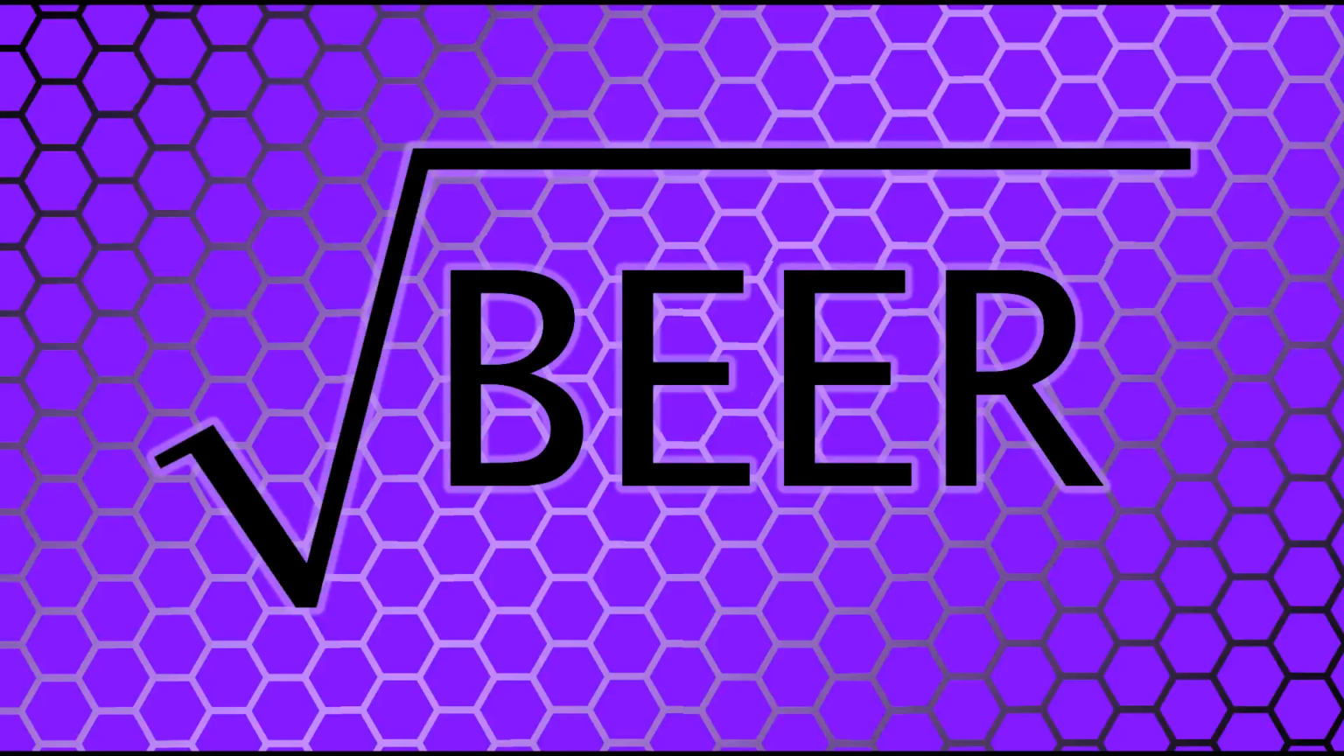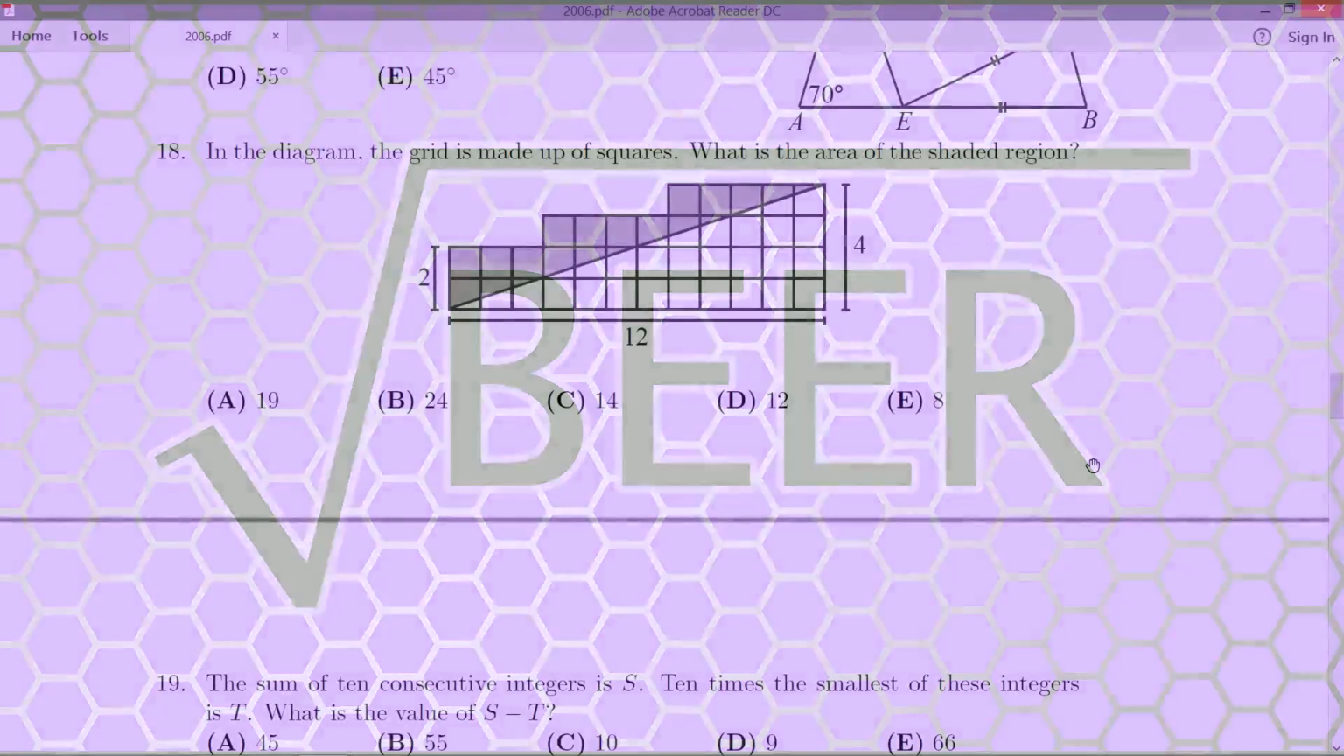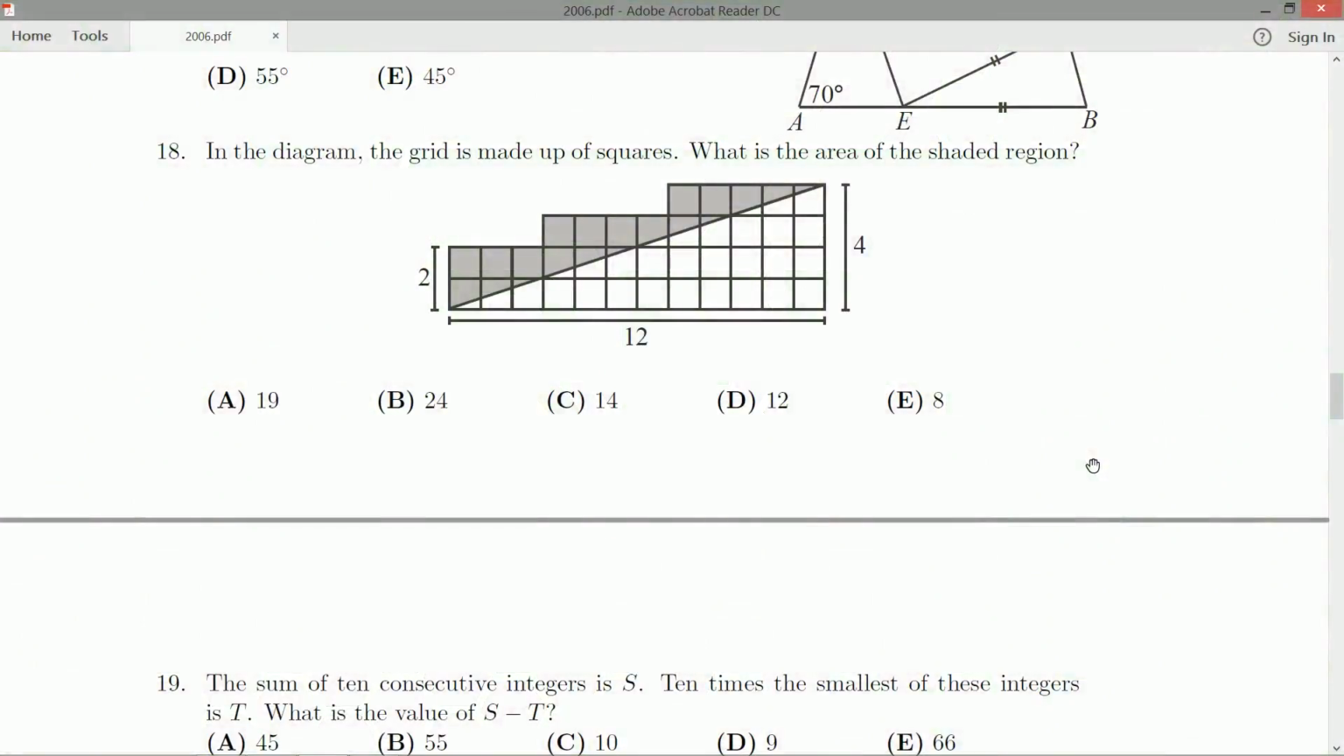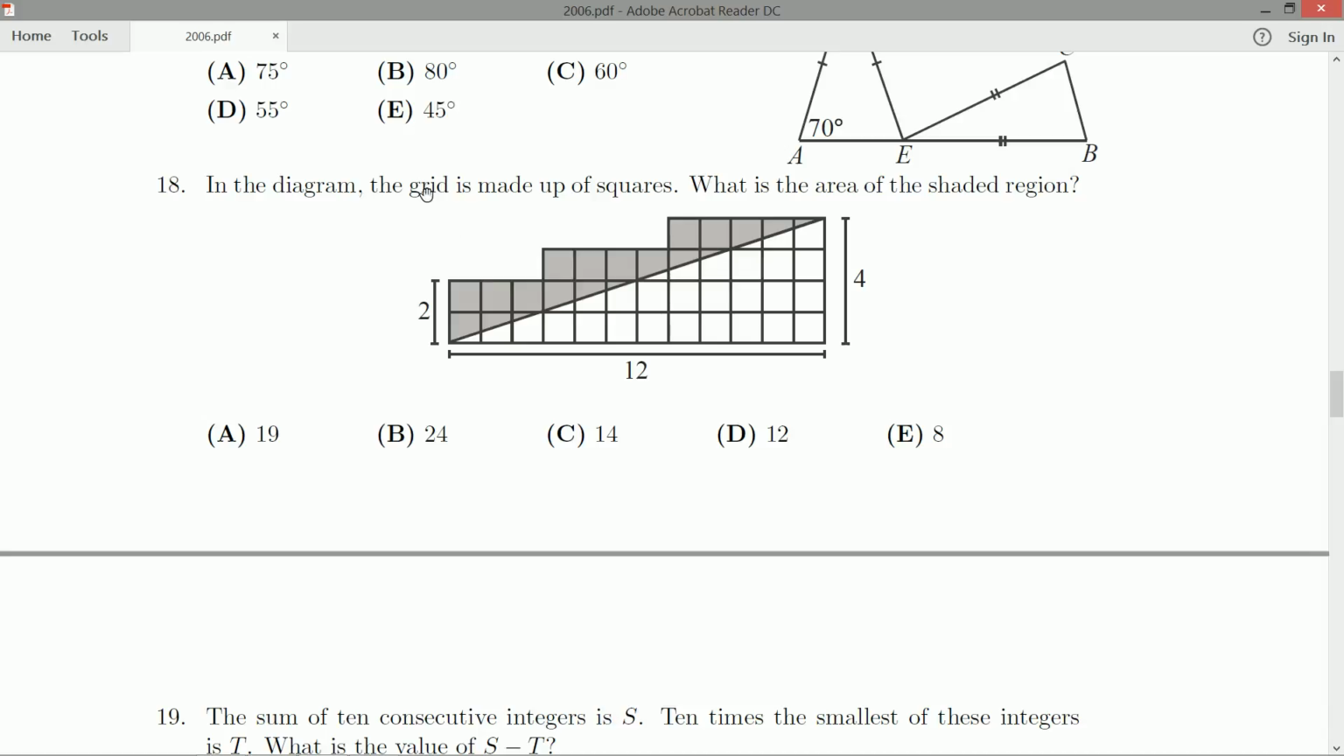Hello everybody and welcome back to question number 18 on the 2006 Pascal paper. In the diagram, the grid is made up of squares. What is the area of the shaded region? Alright, so it looks like we have 12 by 4 and we've got a 2, and it goes up sort of like a staircase, some steps on a staircase.